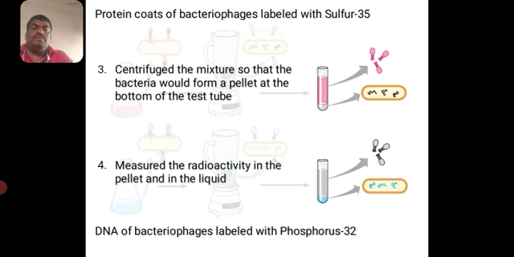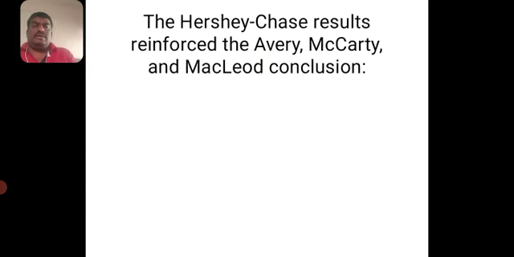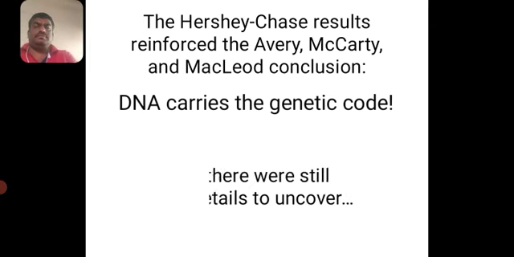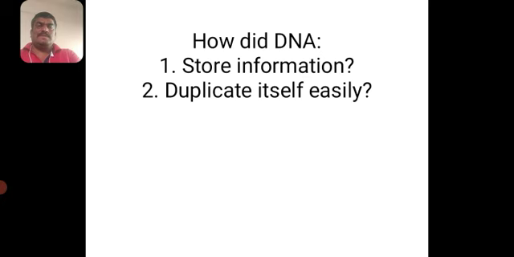and in the test tube where the scientists made use of phosphorus 32, in this tube they measured the radioactivity in the pellet, and they found that the pellet contained phosphorus 32. After it they concluded that DNA is the genetic material, or it carries the genetic code. How does DNA store information and how does it duplicate itself?